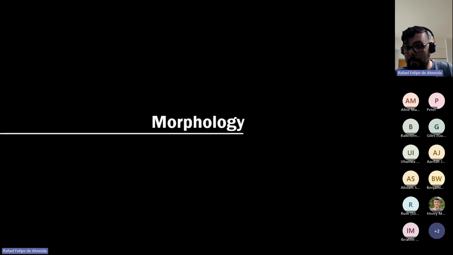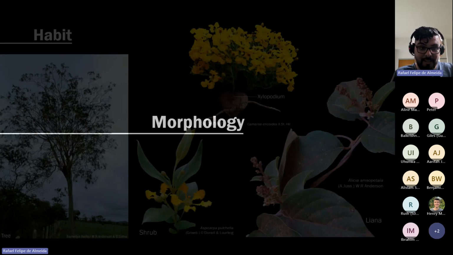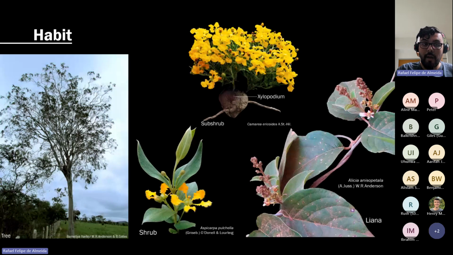Now I'm going to talk a little bit, actually a lot, about morphology of Malpighiaceae. So I'm going to start with habit. The habits in the family vary a lot. So we have a few genera and few specimens that are currently represented by trees, but most of the representatives of this family are characterized as shrubs, lianas, or subshrubs.